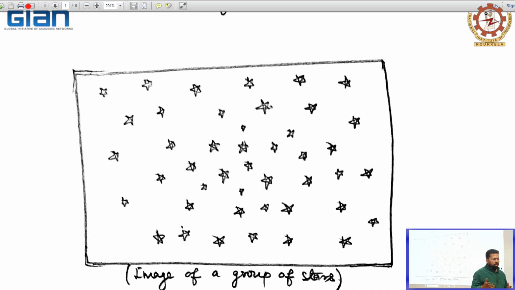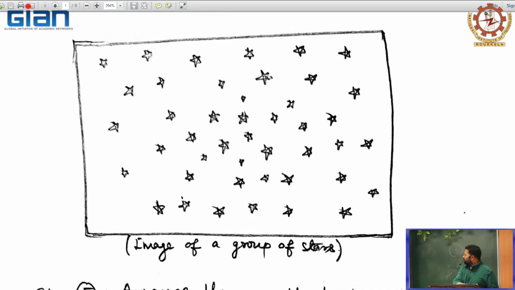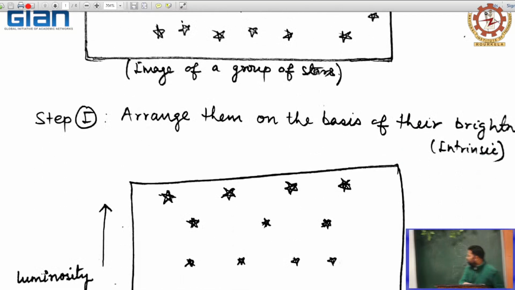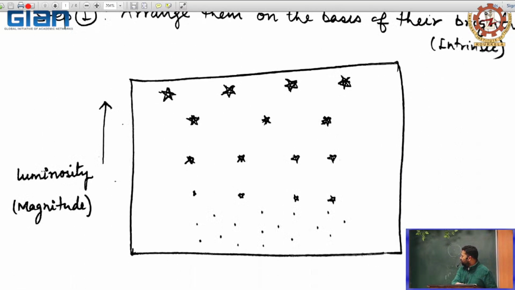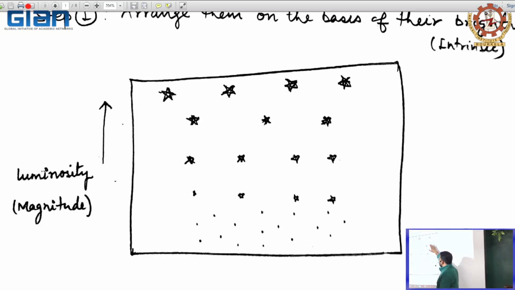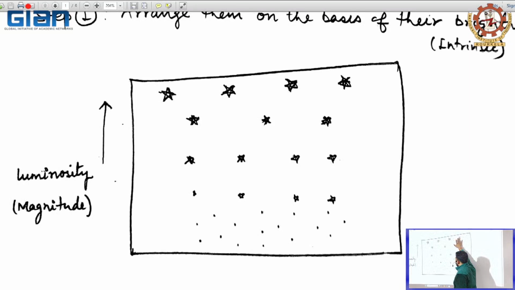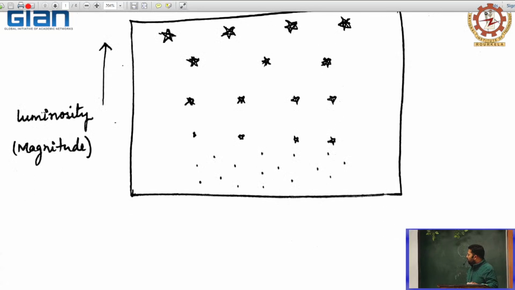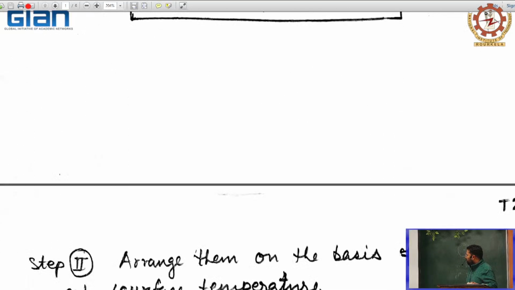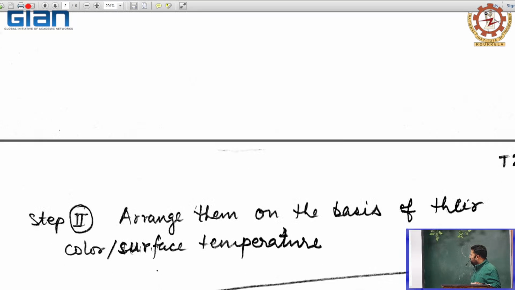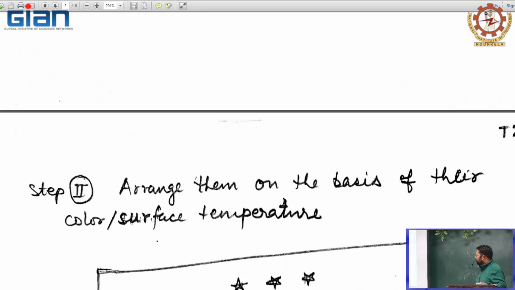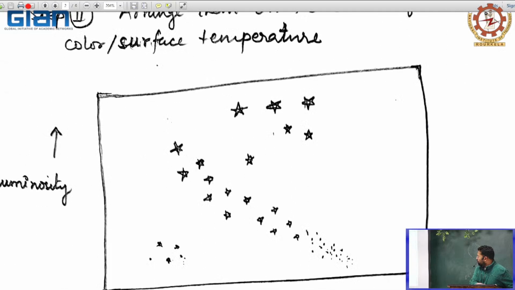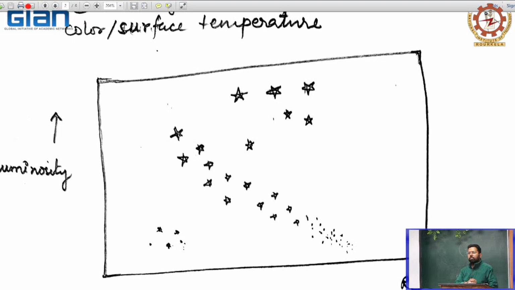You can see here some of them are very bright and some of them are dim. So if you segregate the stars on the basis of their luminosity, you will get a representation like that. The brightest ones in this collection are on the top, the dimmer ones here in the bottom. Then if you segregate again on the basis of their surface temperature, or their color, you will end up getting a pattern which is something like this.